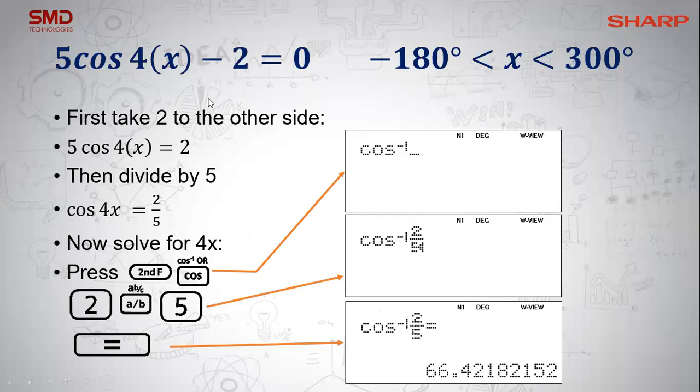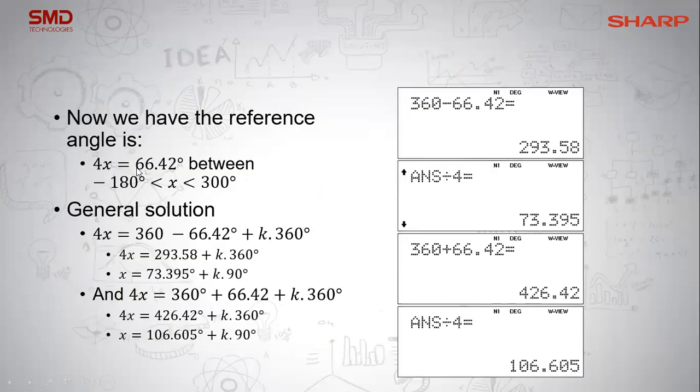Now, if we look at the second example, we're going to follow exactly the same steps. We're going to take the 2 to the other side first, then we're going to divide by 5, and we've got cos 4x is equal to 2/5. Now, we're solving for 4x because it's the inside of our trig ratio. So we say second function cos, which gives us arc cos, and then we put our fraction in, and we say equals. So we have 4x is equal to 66.42 degrees.